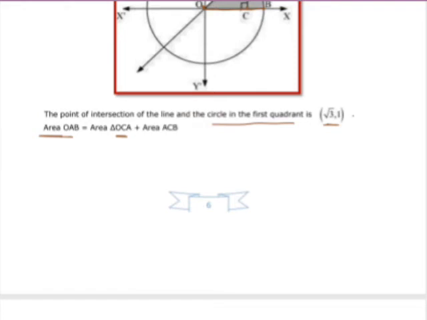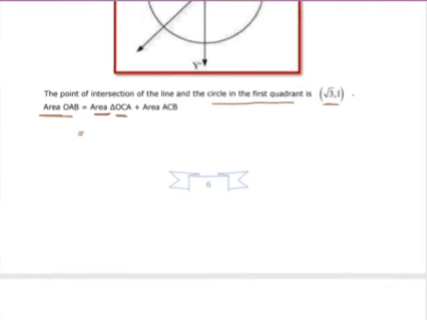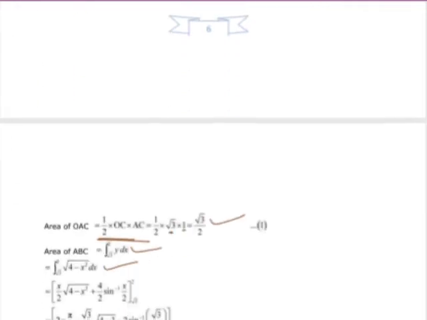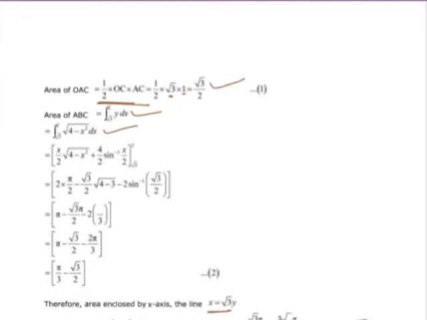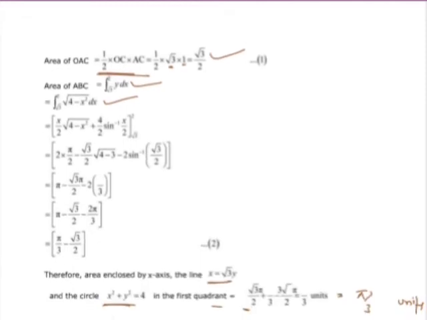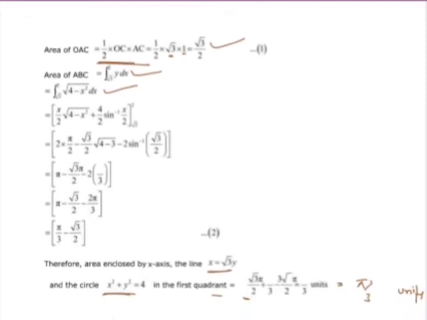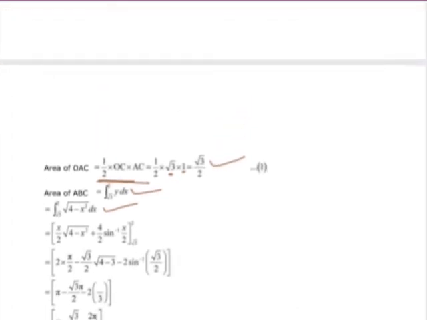So after adding, what we get? Area of OAC, we just substitute here. Area of OAC is root 3 by 2 plus the area of ACB, or ABC, that is pi by 3 minus root 3 by 2. So let's see here what we get.